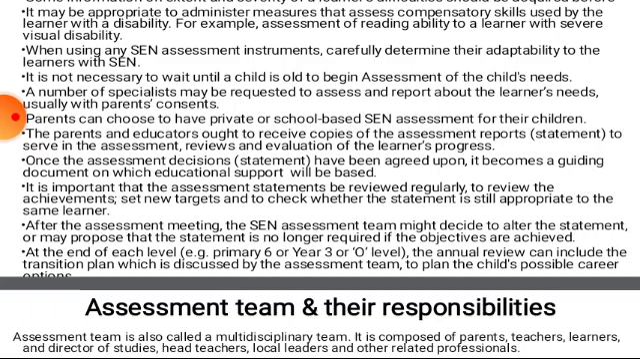After the assessment meeting, the special educational needs assessment team might decide to alter the statement or may propose that the statement is no longer required if the objectives are achieved. At the end of each level, for example primary 6, year 3 or O level, the annual review can include the transition plan, which is discussed by the assessment team to plan the child's possible career options.